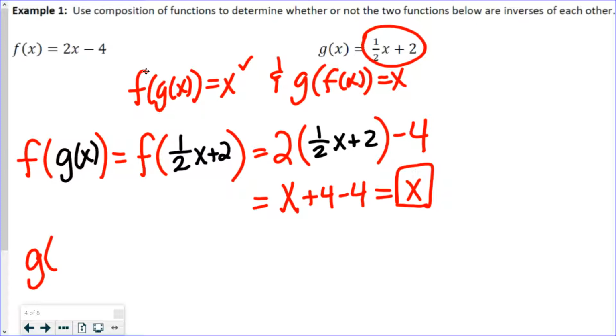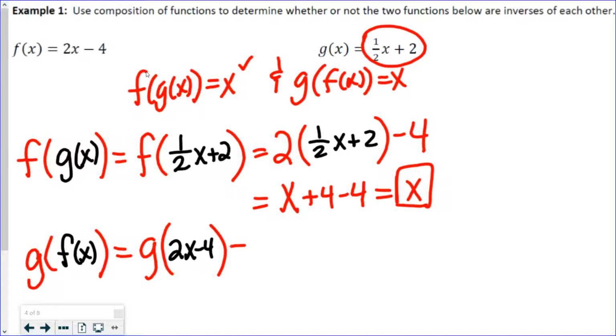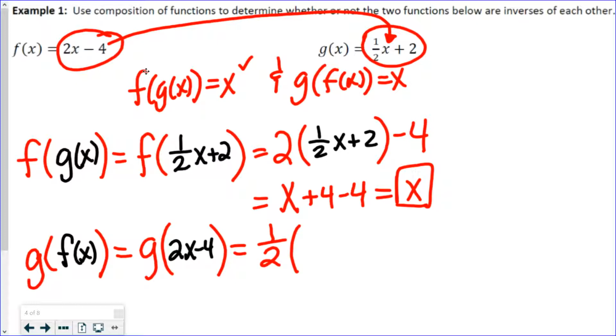So now I want to find g of f of x, which means I am plugging f of x, which is 2x minus 4, into my g of x equation. So I'm plugging this guy here into g of x right there where I see the x. So it'd be 1/2, not times x, but times 2x minus 4. And then I've got the plus 2. Let's go ahead and distribute. Once you get it plugged in, it all just works out to a simple Algebra 1 problem.